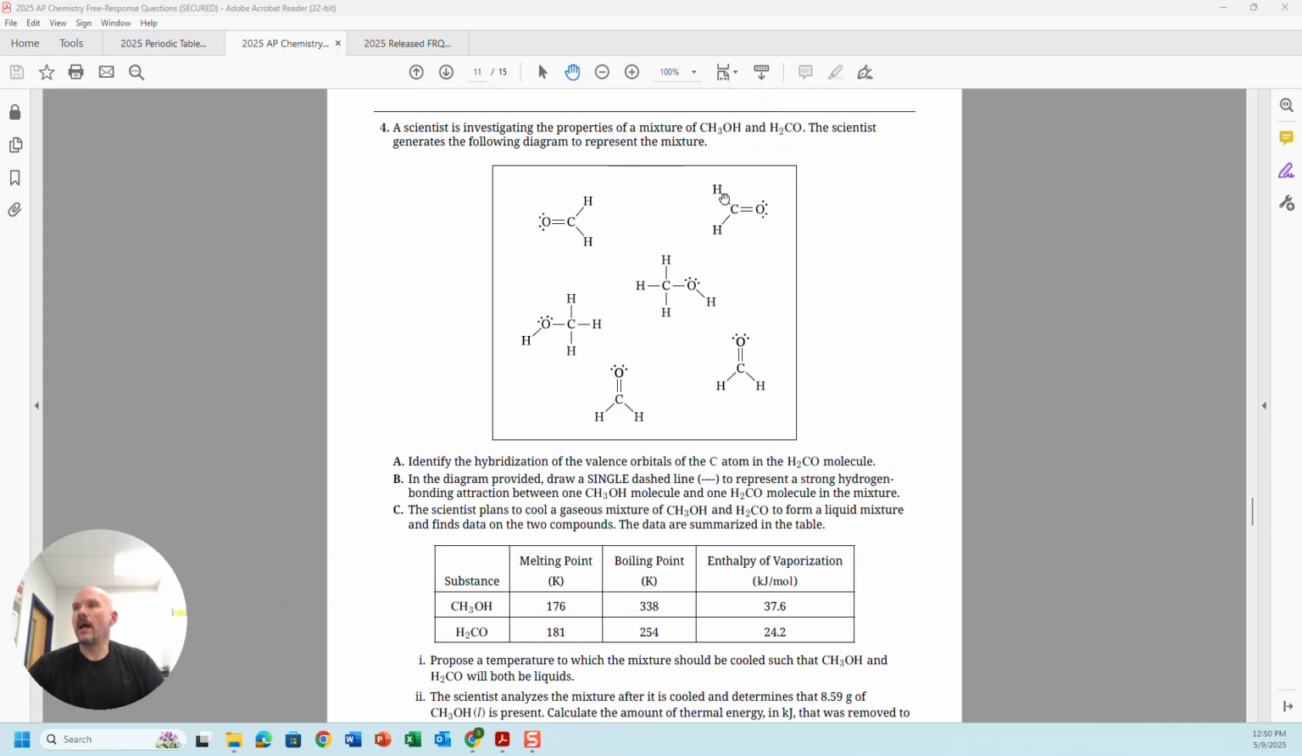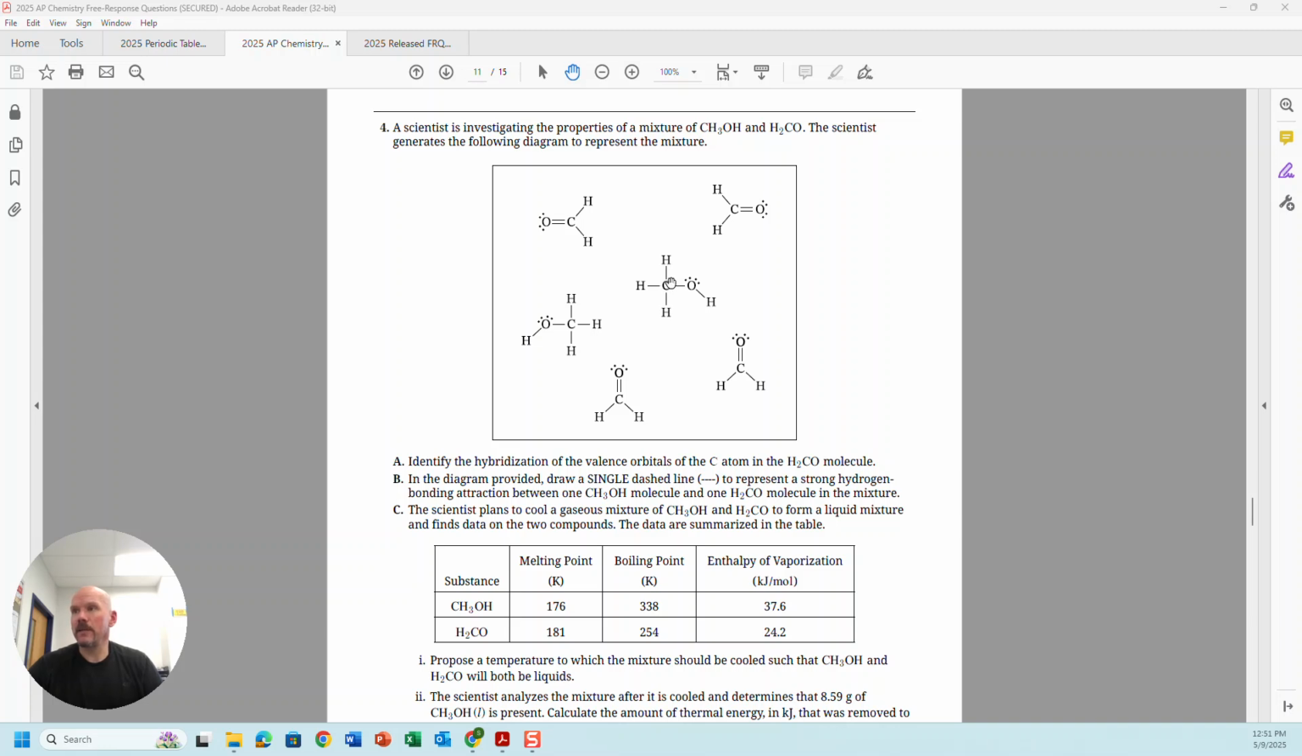So here we've got a diagram of methanol and formaldehyde. The first question is a hybridization question of the carbon atom in the formaldehyde molecule. That should be a quick one, and we don't have to justify. So we should just write sp2 and we're done with it. We have 1, 2, 3 electron domains around the carbon. Anytime you have 3 domains, it's sp2. That's it.